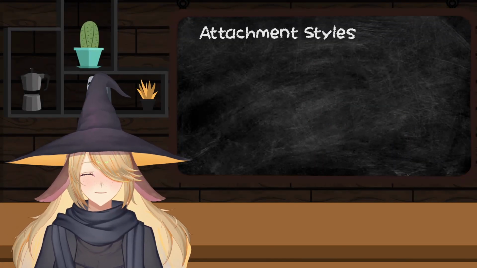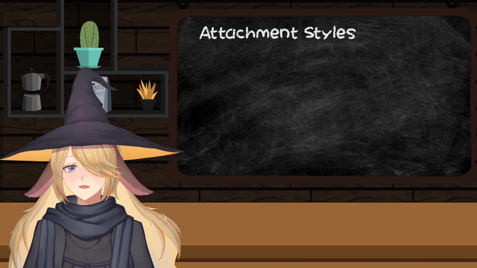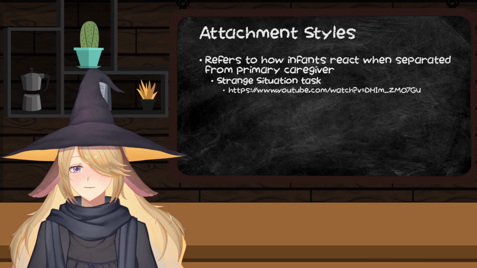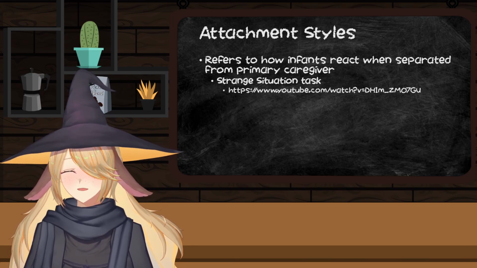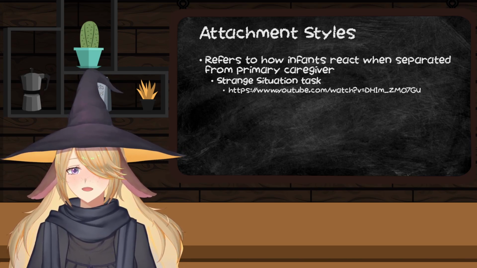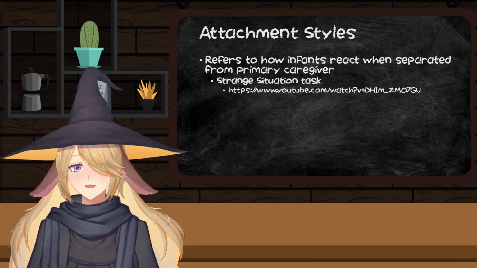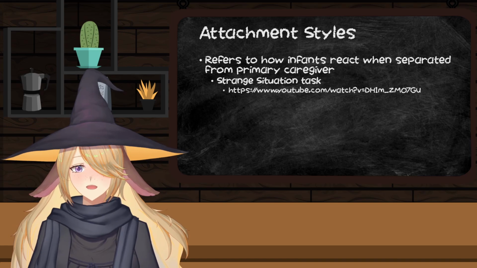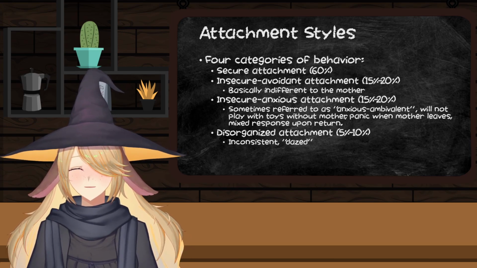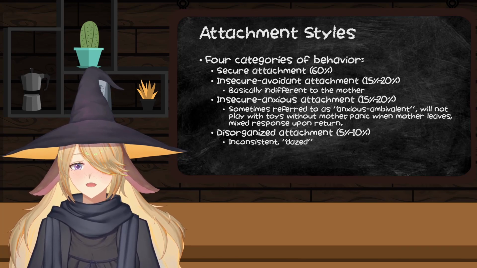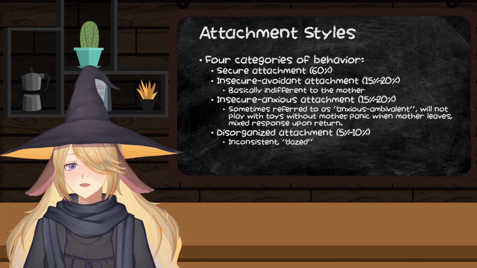So, attachment styles, what does it actually mean? We talked about secure attachment there. In the strange situation task, again, the child sits down with their primary caregiver, they play for a little bit, and then usually the parent leaves, a stranger comes in, and people see how the child reacts. This breaks down into basically four different categories in the traditional model. About 60% of kids do what you saw there.